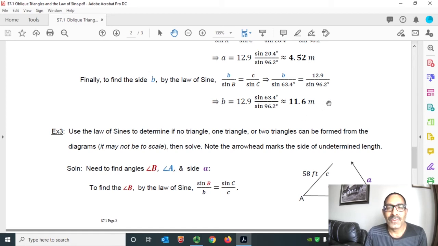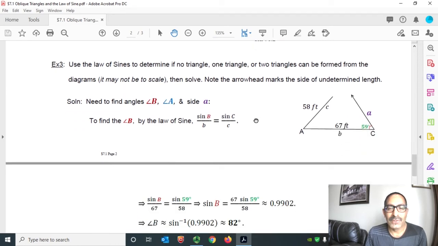Awesome. So we found the values of two sides and one angle. Great. So we finished this example 2. Now let's move on. Now example 3.